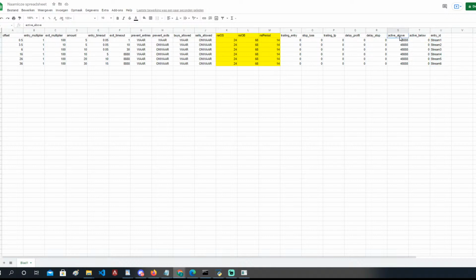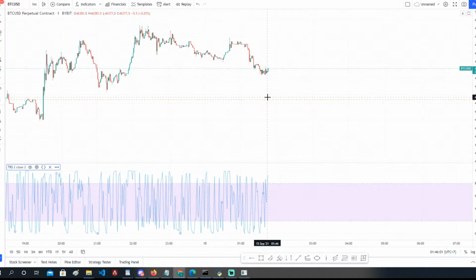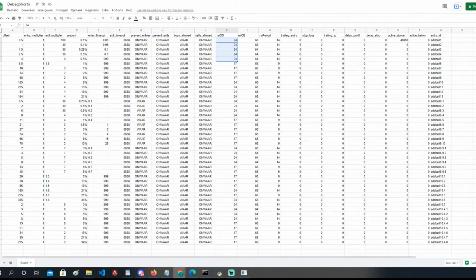What I can see here is that there is an active above price. That means that these agents will only be active above 48,888. By setting active above or active below prices, you can restrict your agents to only be activated above or below a certain price level. So let's say that these agents can only long as we're below 46,666. These are long agents, so they can only long as we are below 46,666. We're going to remove the active above.